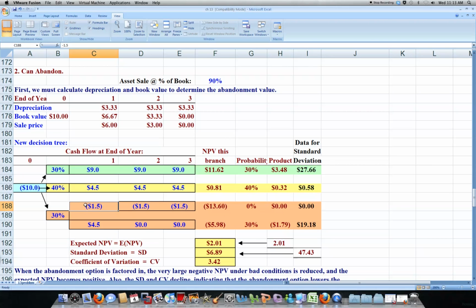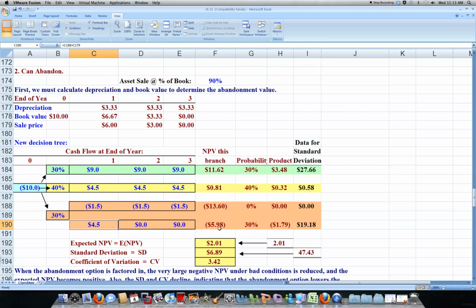So when we abandon in the first year, we still have our negative 1.15 million cash flow. But now we can add, if you'll see here in this cell, the 4.5, that we've added 1.5 plus our 6, because we sold our assets for 6 million. So now we have a positive cash flow here of 4.5 million. Now we've abandoned it, so we don't have any more cash flows.